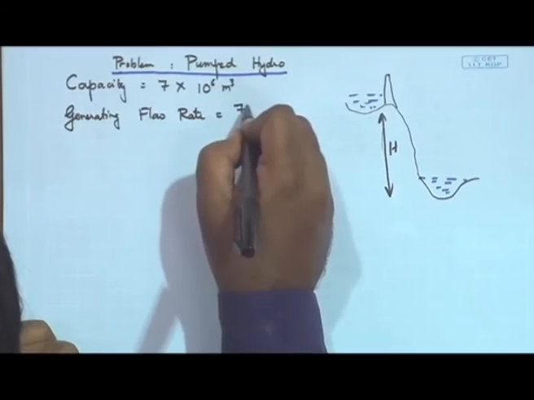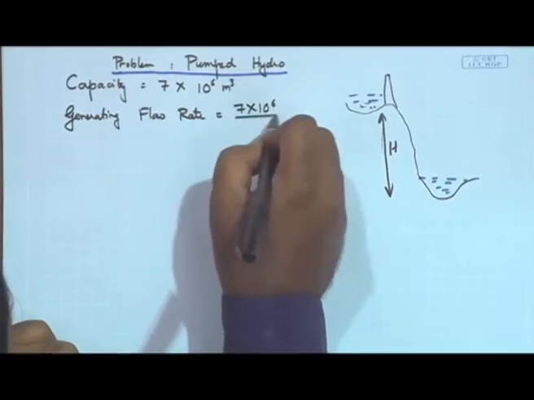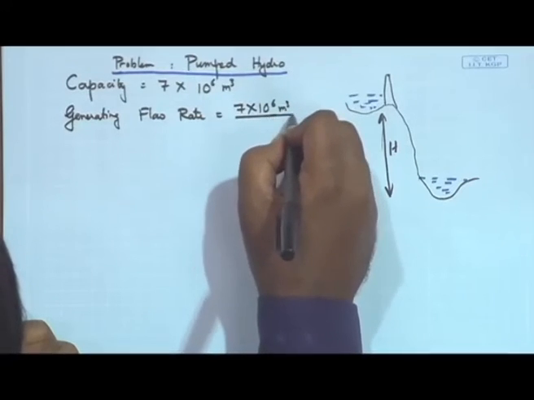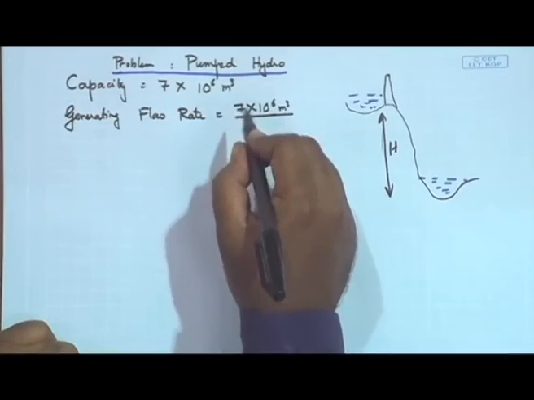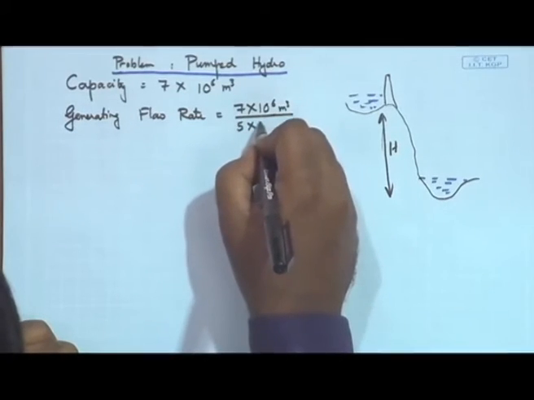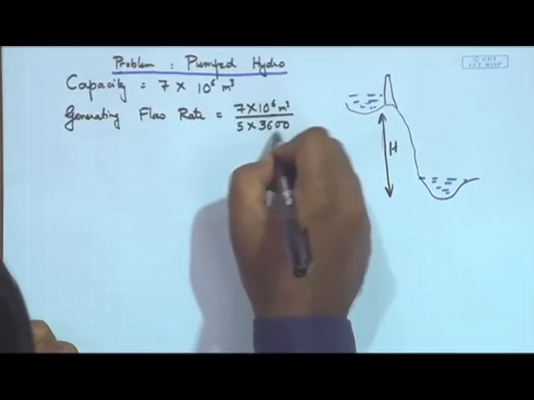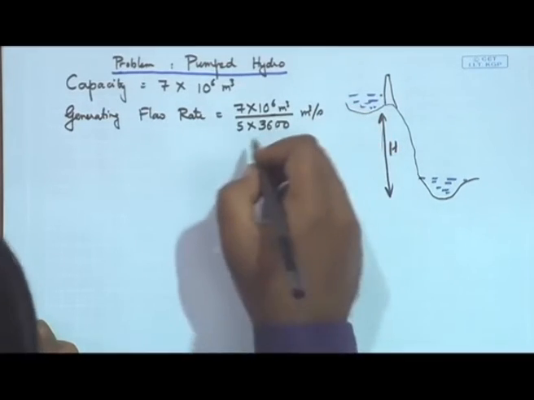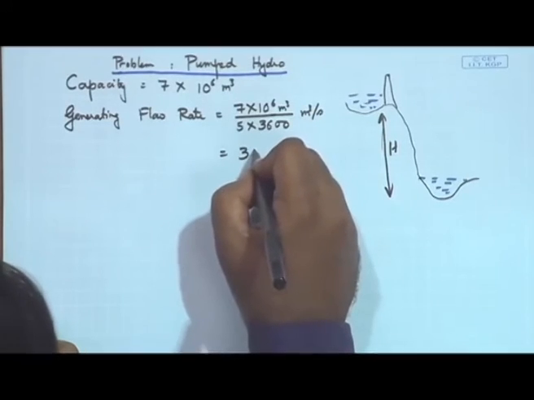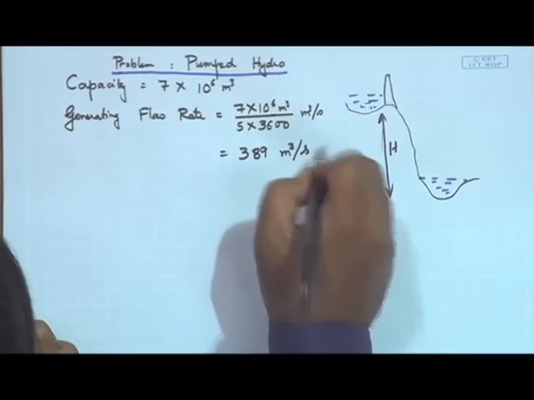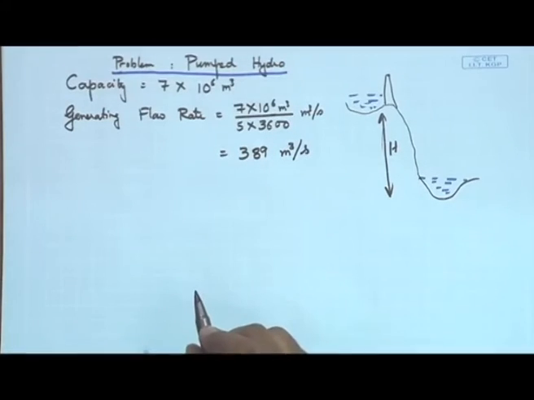So, I can write it as 7 into 10 to the power 6 divided by, so this is the volume which is fed to the turbine over a period of 5 hours. So, I would write it as 5 into 3600, that is the number of seconds in 5 hours, meter cube per second, and it comes out to be 389 meter cubed per second.